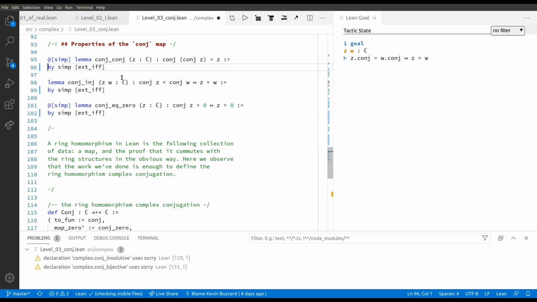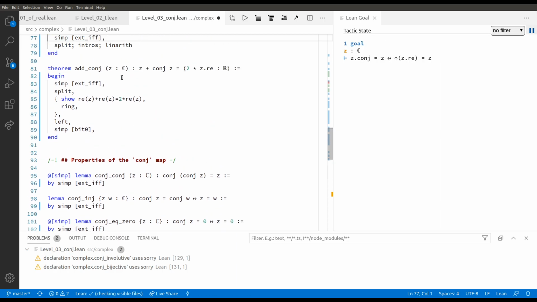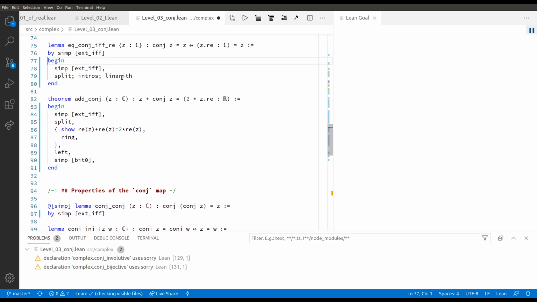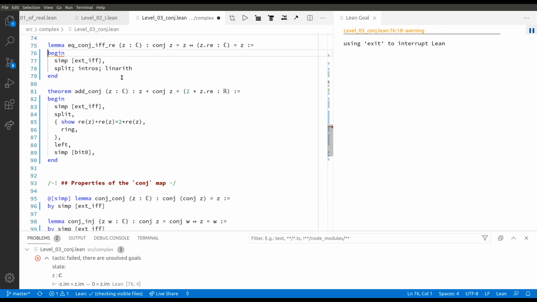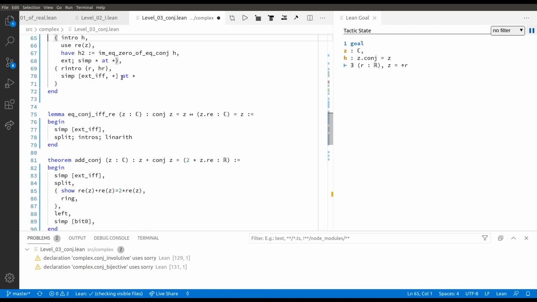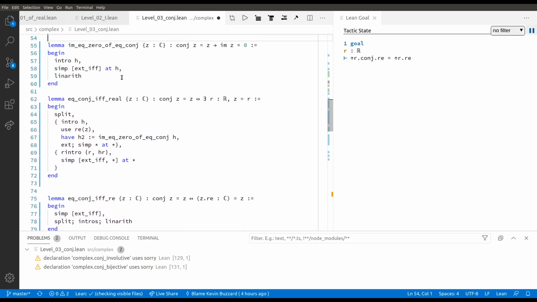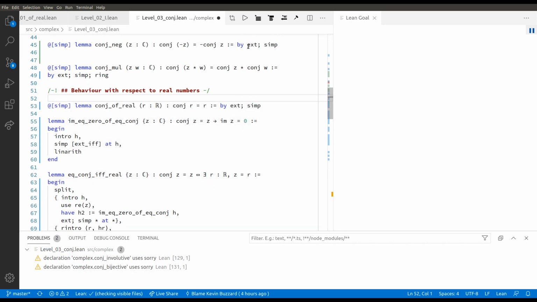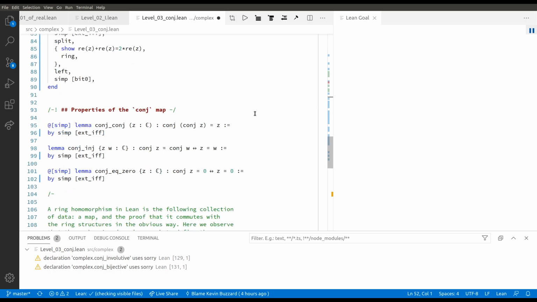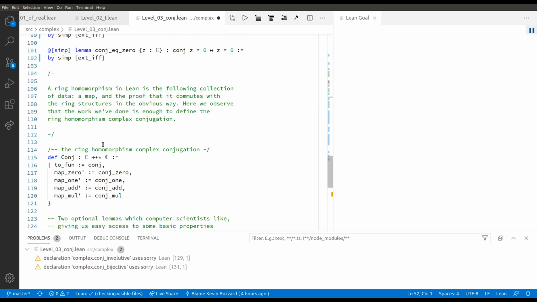So most goals are by simp xdiff. That one wasn't. Was that one? No, that was harder. But all of these up here. Yeah, fair enough. That's a by simp xdiff. Yeah, instead of by xsimp, I can do by simp xdiff. Right, let's finish it. So we've accidentally proved that complex conjugation is a ring homomorphism.